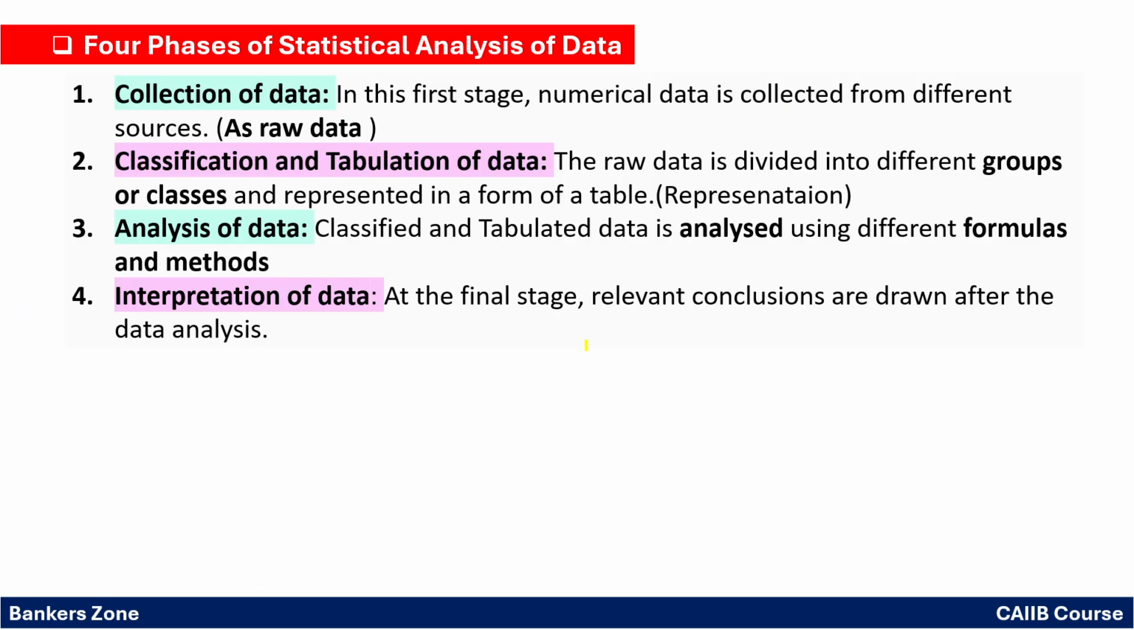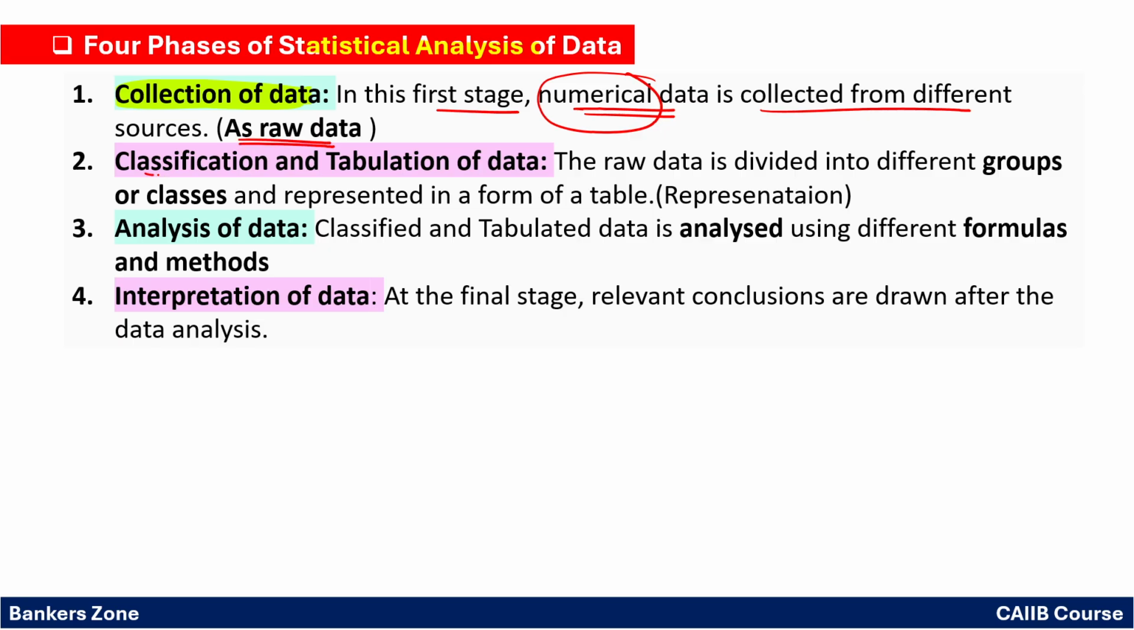Okay, now see in detail, there are 4 phases of statistical data analysis. First is the collection of data. In that, first is simply the numerical data. Obviously in statistics we only deal with numerical data. So in the form of numbers, data is collected from different sources. It will be in the form of raw data.